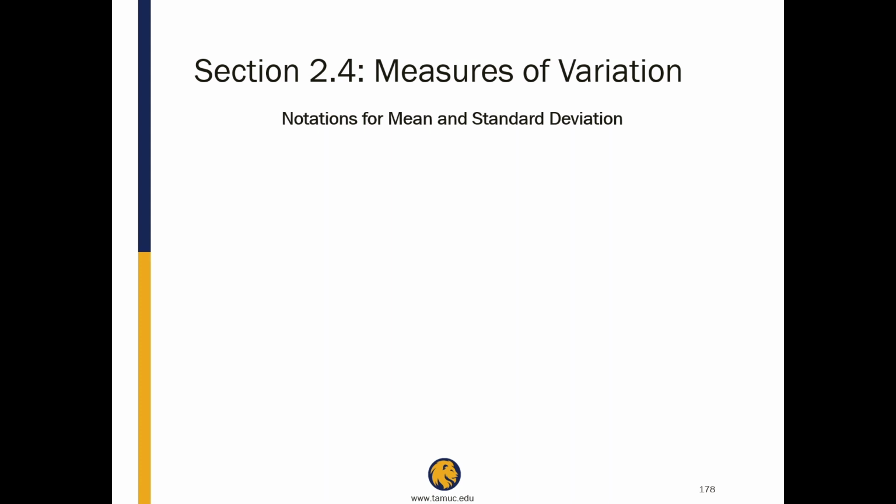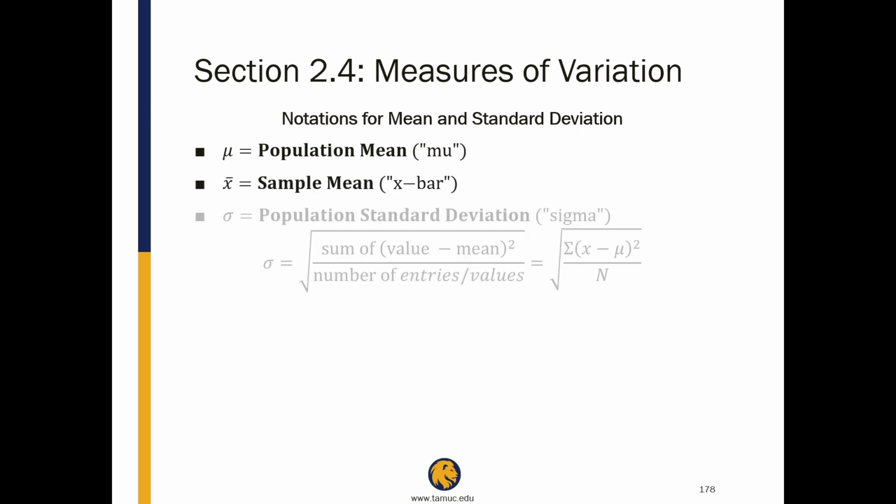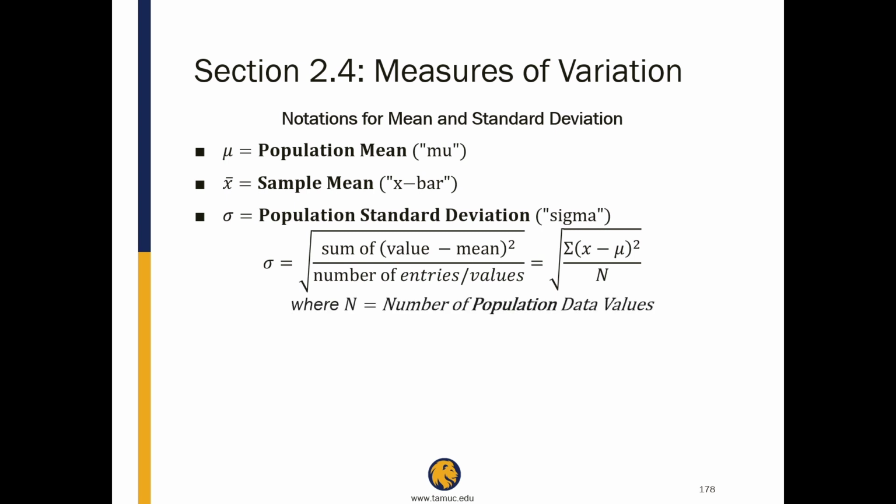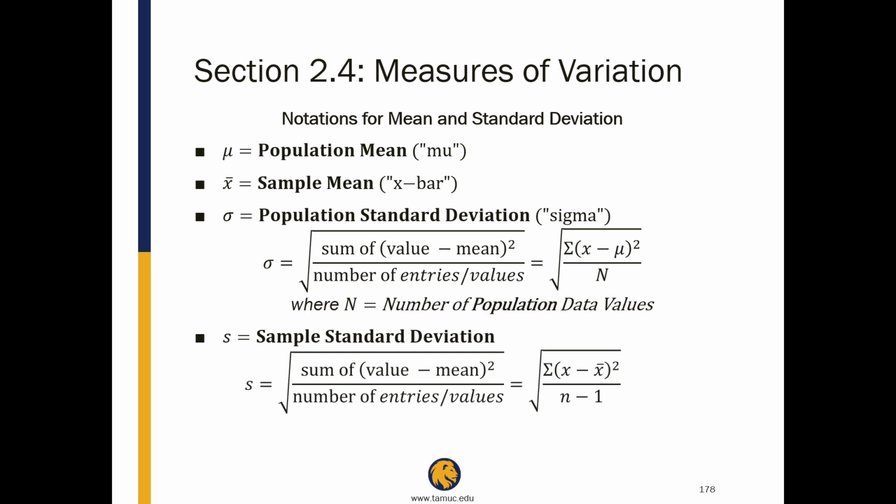So in summary, let's go through the notations we now have. Mu is the symbol we use for population mean. X bar is what we use for sample mean. Sigma is population standard deviation, and we use the capital letter N to stand for the number of population data values. Lowercase s is the sample standard deviation, and we use lowercase n to stand for the number of sample values.